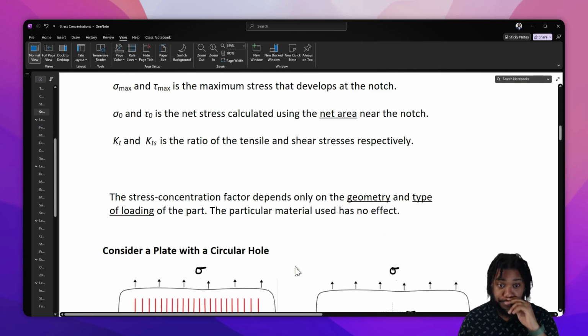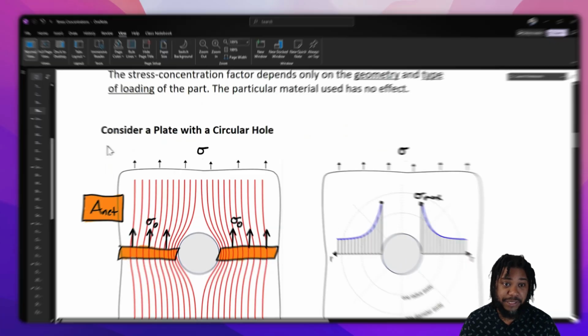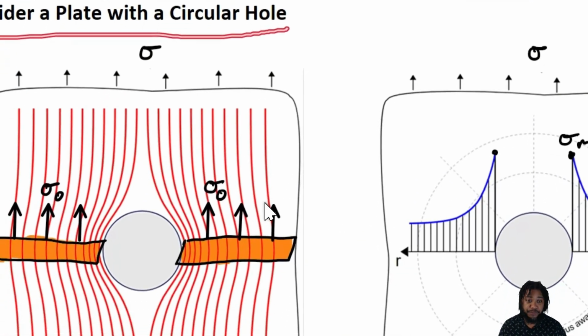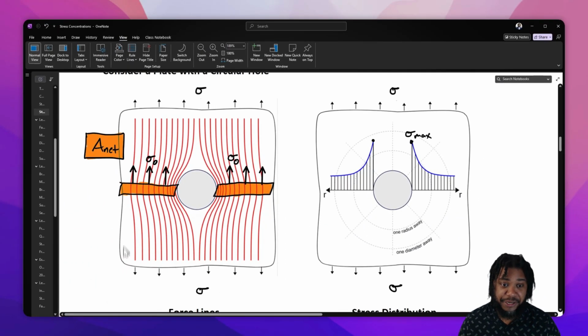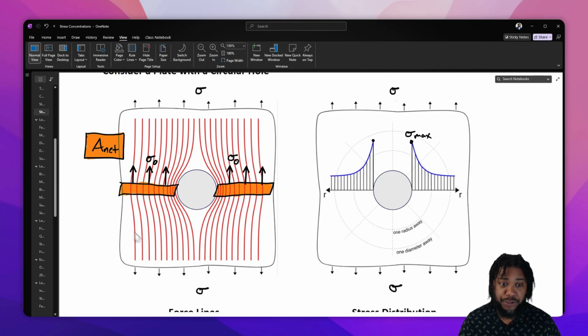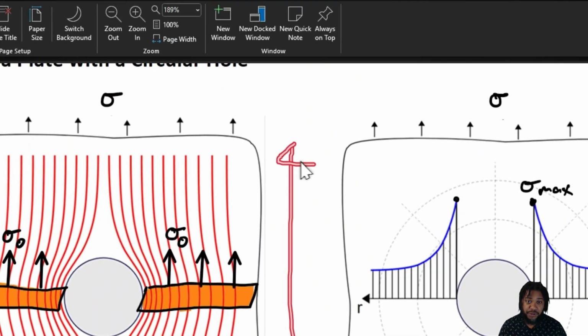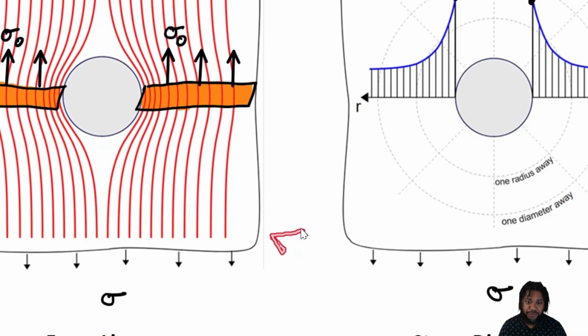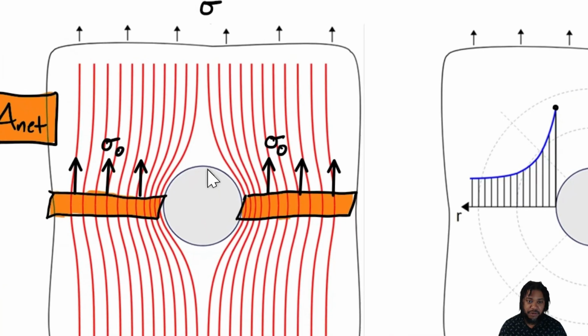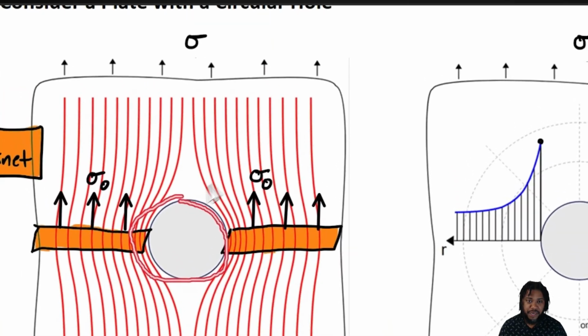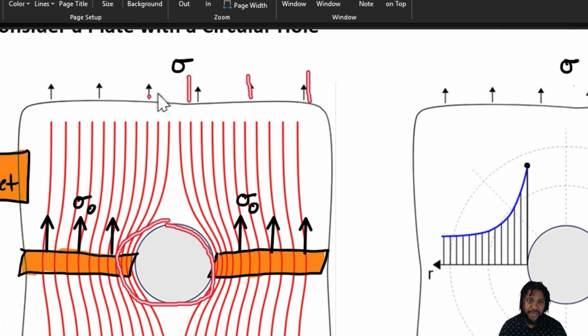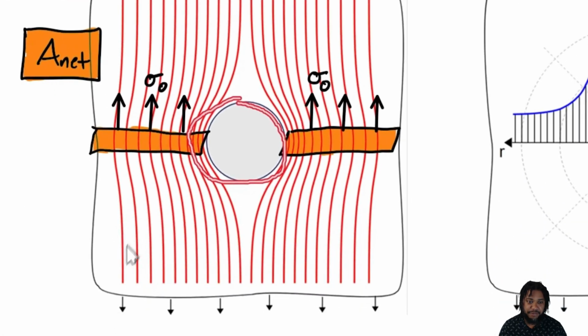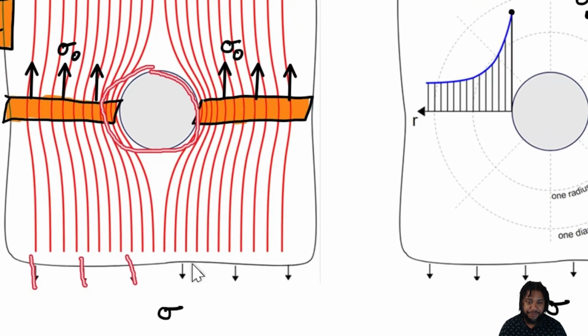So, for example, let's consider a plate with a circular hole. So we've got our plate here. Let's assume that it's infinitely long, so that the ends where we're loading are very far away from the hole. We've got a hole in the center, and then we're applying a uniform stress at the top and bottom of this plate.